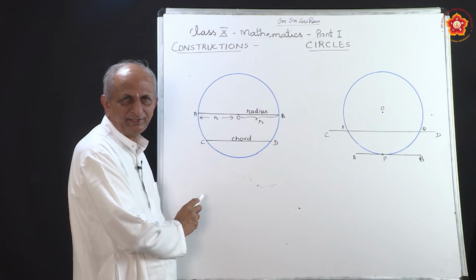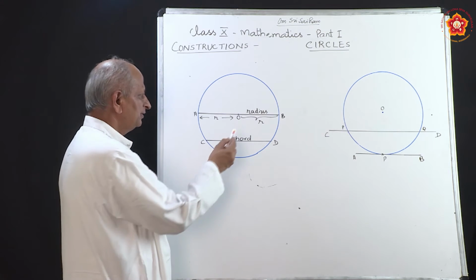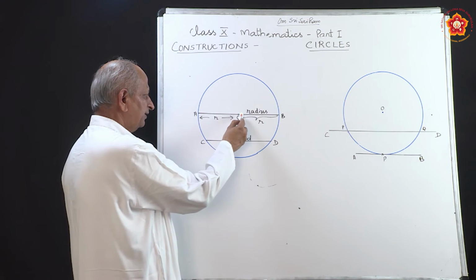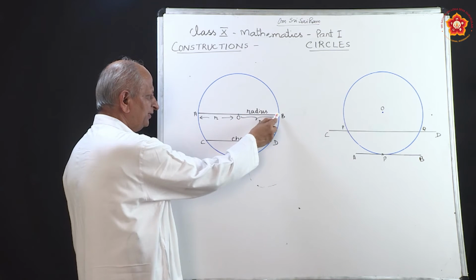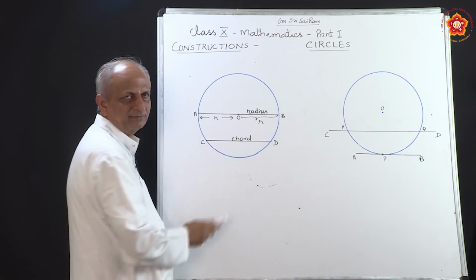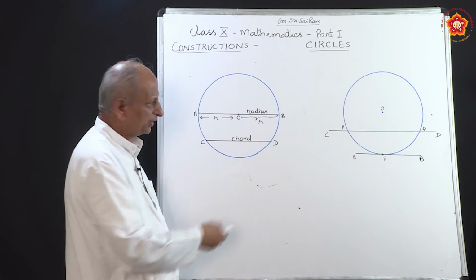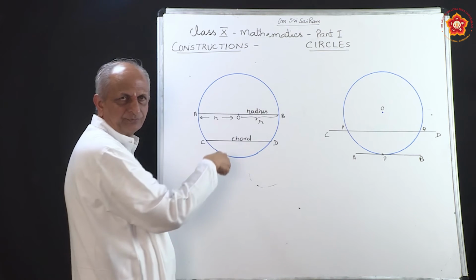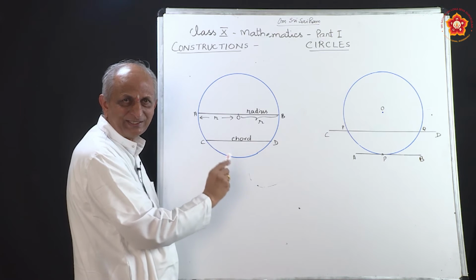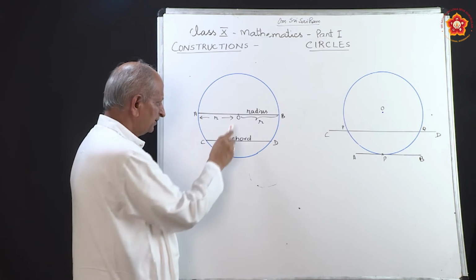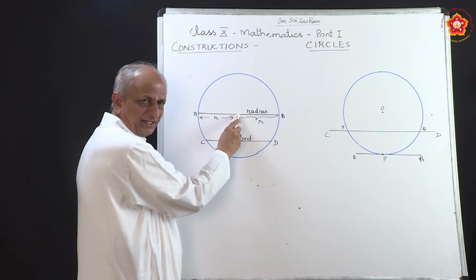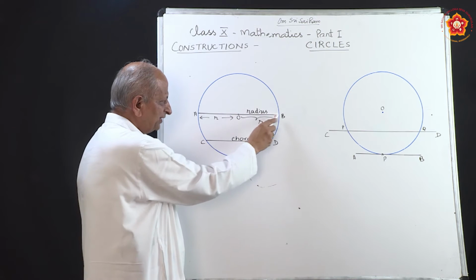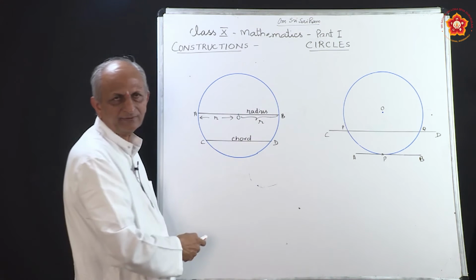A circle is a set of points which is located at a fixed distance from a fixed point. It is the locus of a moving point which moves at a fixed distance from a fixed point. Here the fixed point is called center, and the fixed distance is called radius.